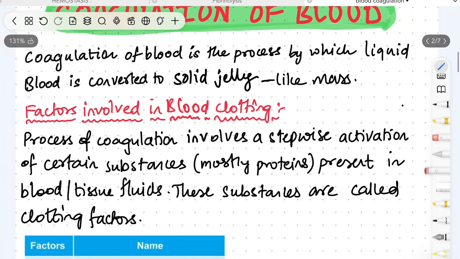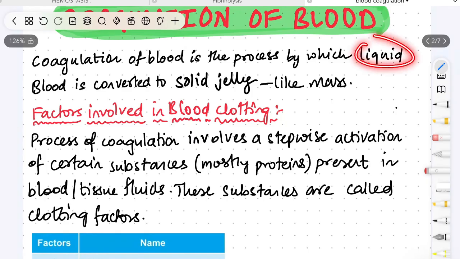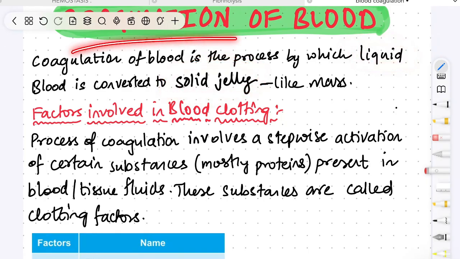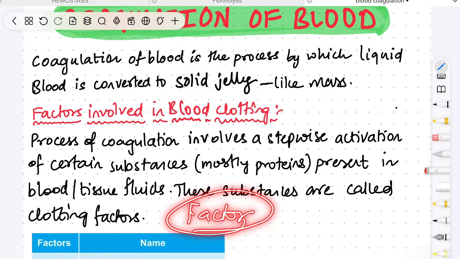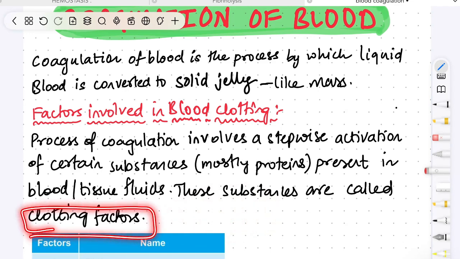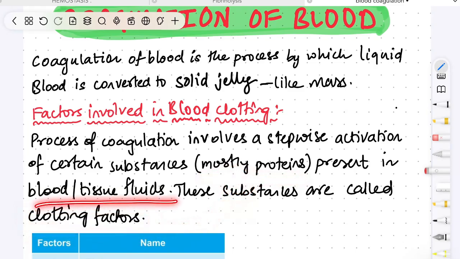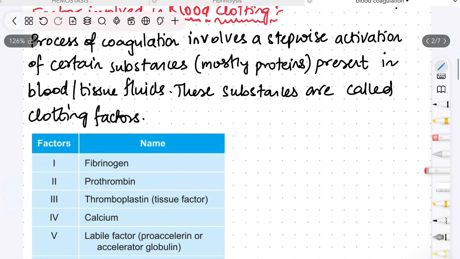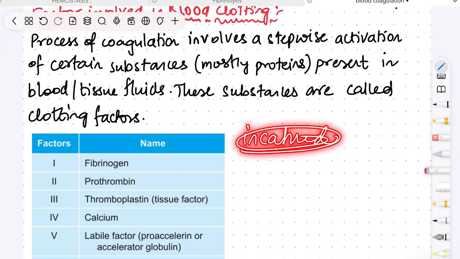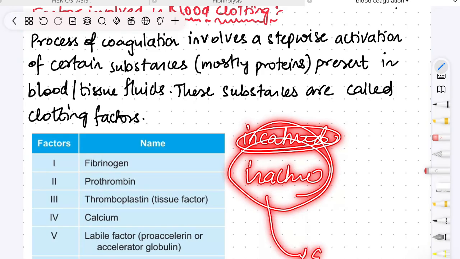Now there are certain factors which help in this conversion of liquid to a solid jelly-like mass, that is the coagulation of blood. These factors are known as the clotting factors. So these clotting factors are mostly proteins, that is enzymes, which are present in our tissue fluids or the blood. And we must remember that these clotting factors are present in inactivated state. These clotting factors must get activated for the coagulation of blood.